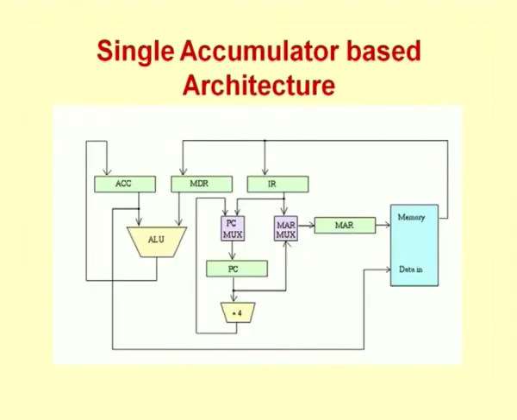Look at the single accumulator based architecture here. I have this ALU, which is the one that is going to perform my arithmetic and logic operations. Look at what is feeding into this ALU. I have an accumulator register which feeds data into the ALU, and the output of the ALU is sent back into the accumulator. The other input to the ALU comes from this memory data register. Remember, our memory data register is our interface to the memory. So, from the memory, one input comes to the ALU, and the other input comes only from the accumulator.